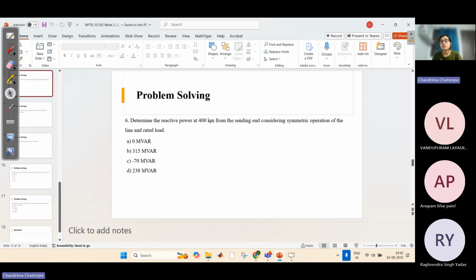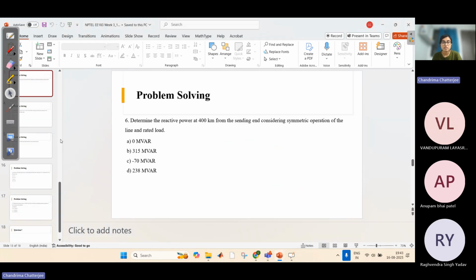So at 400 kilometer, this is exactly the midpoint of the transmission line. That's why the reactive power here will be 0. Ma'am, if the reactive power at 200 kilometer, 300 kilometer, then what is the expression of reactive power? At 200 kilometer, 300 kilometer, it will not be 0, but only at the midpoint it is 0. If you see the lecture of week 3, you will see that.